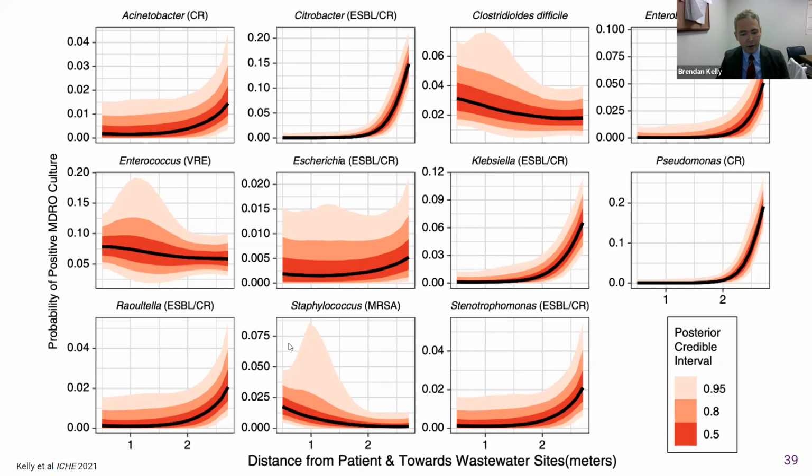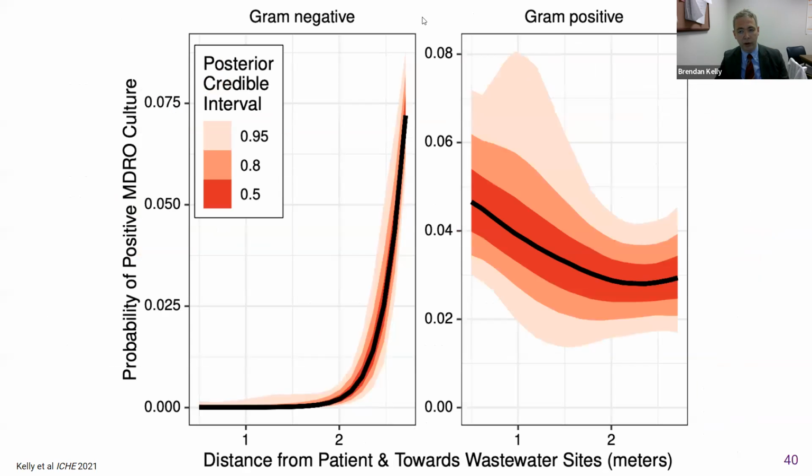But what's striking was the opposite pattern for MRSA and for Clostridioides. So we actually found that you're more likely to find MRSA and C. diff near the patient, opposite from the gram-negative MDROs. And so when we broke things down by gram-negative, gram-positive, we saw this really interesting relationship where gram-negative MDROs rose in likelihood of finding them as you get towards the toilet and away from the patient, and the gram-positive MDROs fell as you move towards the bathroom and away from the patient.